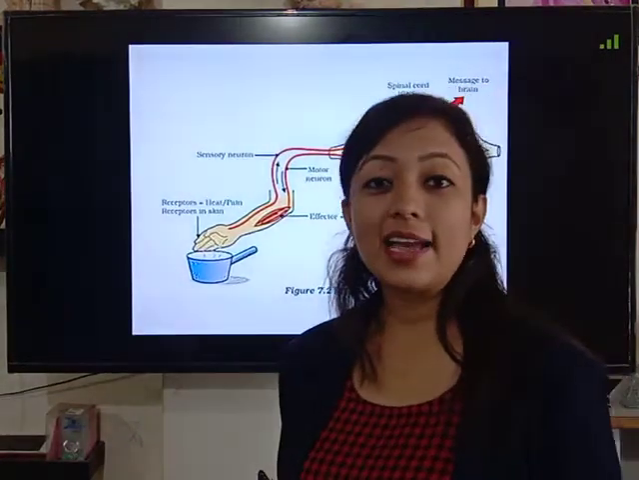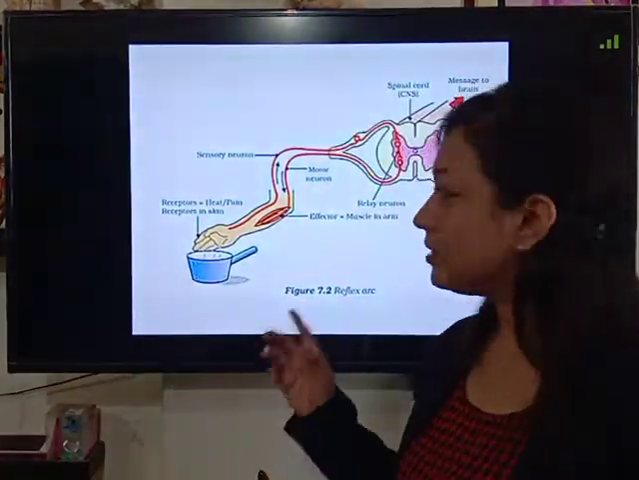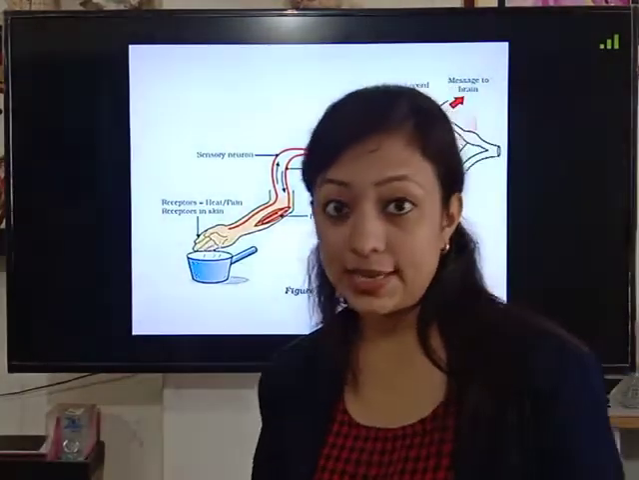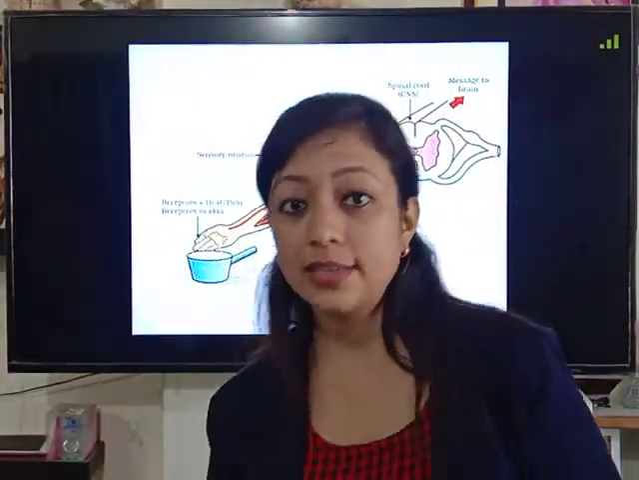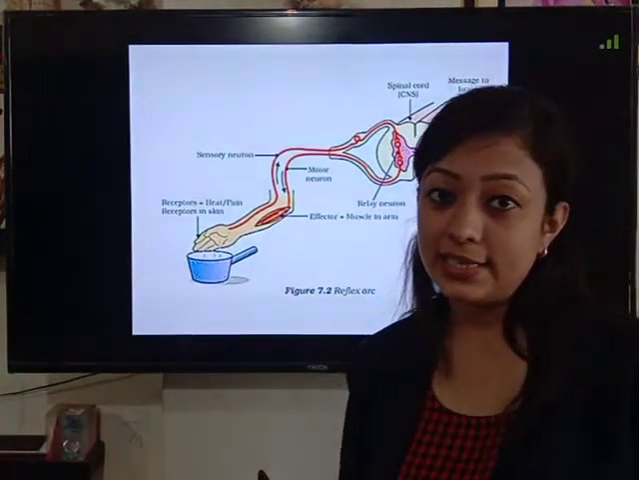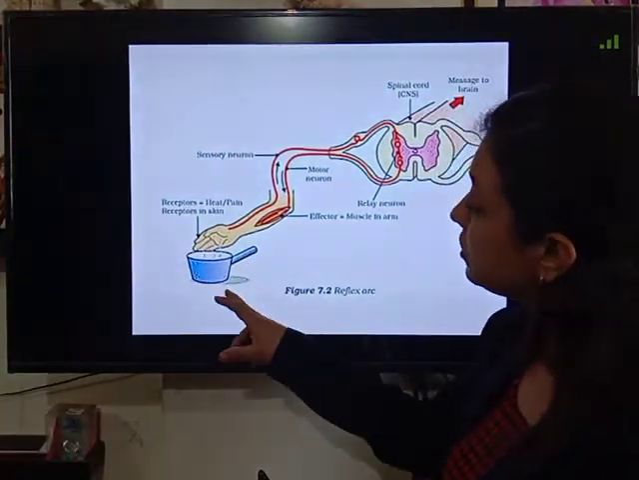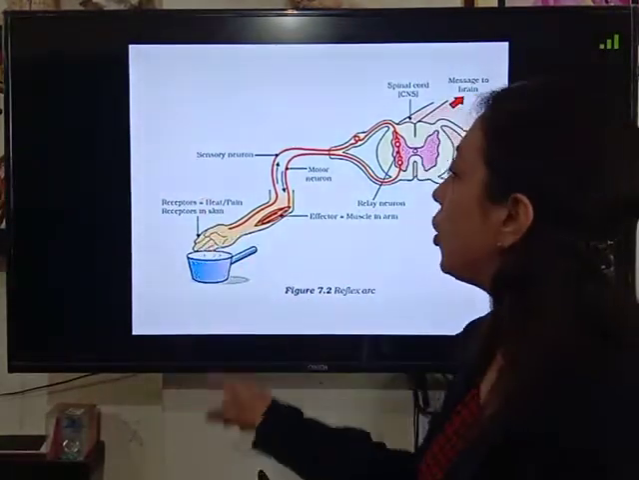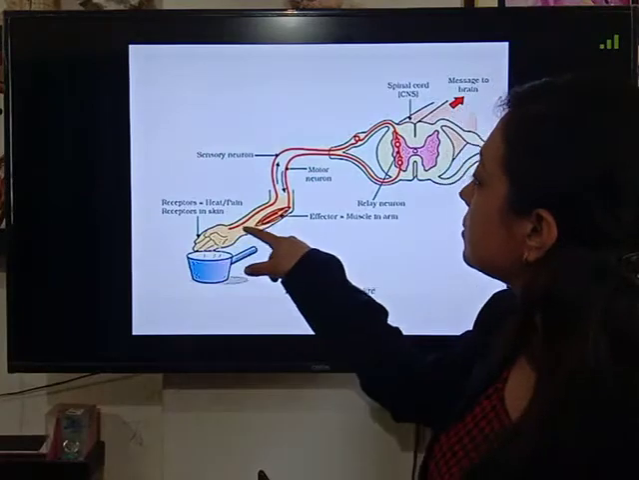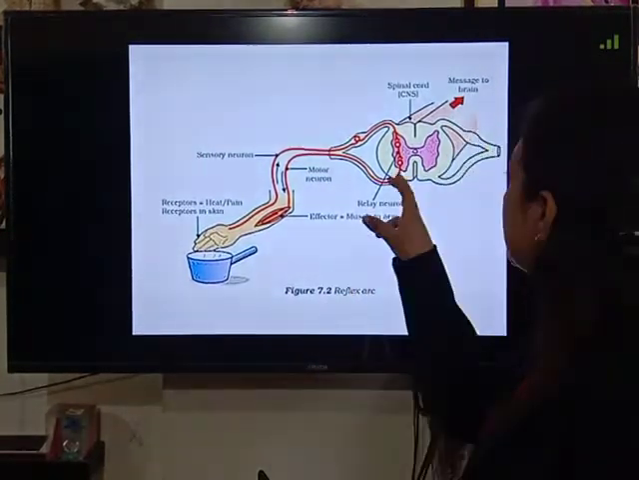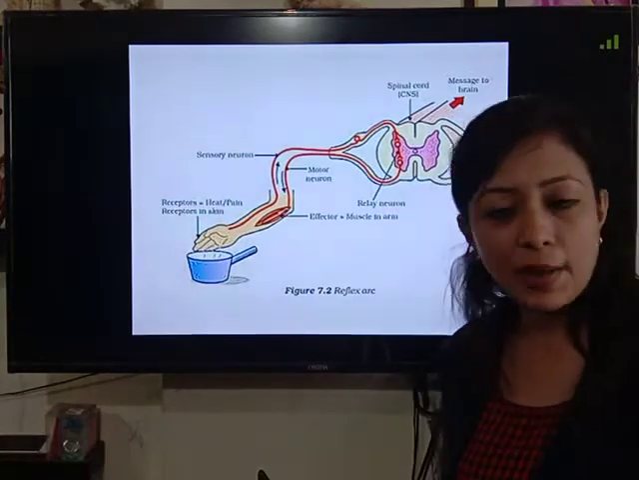So yes children, here is the NCERT diagram, which shows the reflex action as well as the reflex arc. You can see here, children, what happens when we touch any hot utensil. When we touch any hot utensil, the message of the hot utensil travels from the receptors to the central nervous system. Here you can see, children, the cross section of the spinal cord.